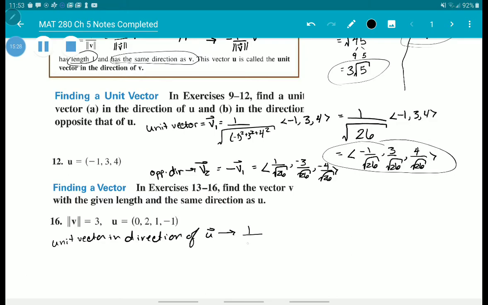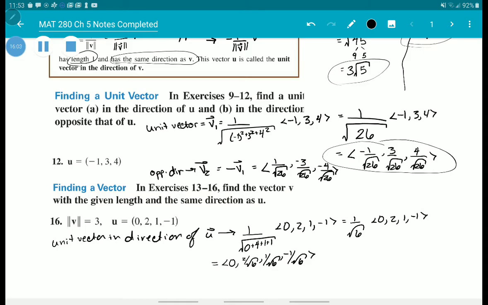If I find that unit vector, I need 1 over the magnitude of u, which is the square root of 0 squared plus 2 squared plus 1 squared plus negative 1 squared, times that vector. So that's going to be 1 over the square root of 6 times our vector. Our unit vector in this case would be 0, 2 over square root of 6, 1 over square root of 6, and negative 1 over square root of 6.